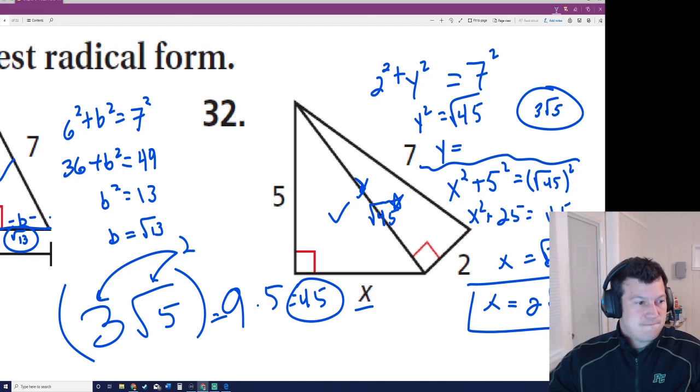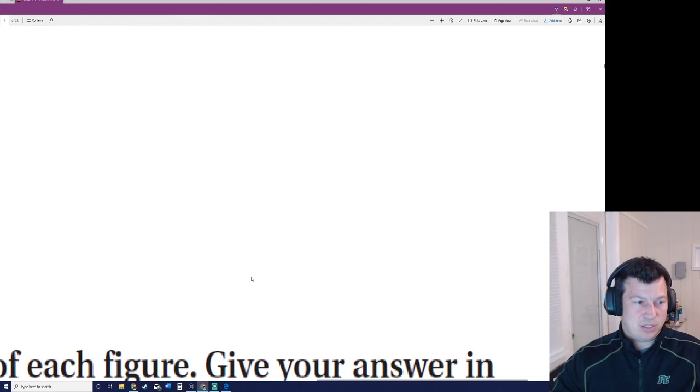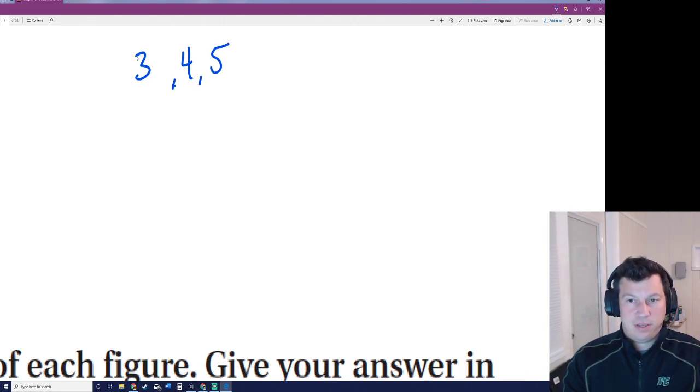And then you really should know your triples, the basic ones. These will help you, so we just want to review what the triples are. We know 3, 4, 5, and any multiple of 3, 4, 5. In other words, 6, 8, 10 is a super common one because that's just 3, 4, 5 doubled. 9, 12, 15 are just them tripled.